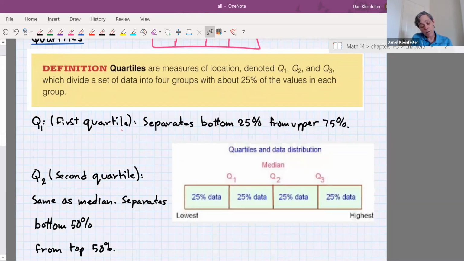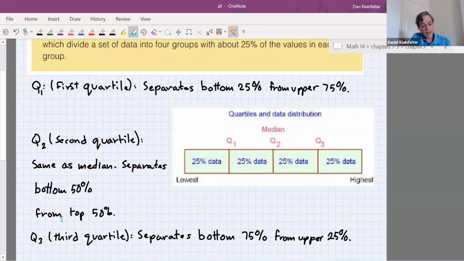Q1, which is the first quartile, separates the bottom 25% from the upper 75%. Q2 is the second quartile. It's the same as the median. It separates the upper 50% of the data from the lower 50% of the data. And then Q3, the third quartile, separates the bottom 75% from the upper 25%.